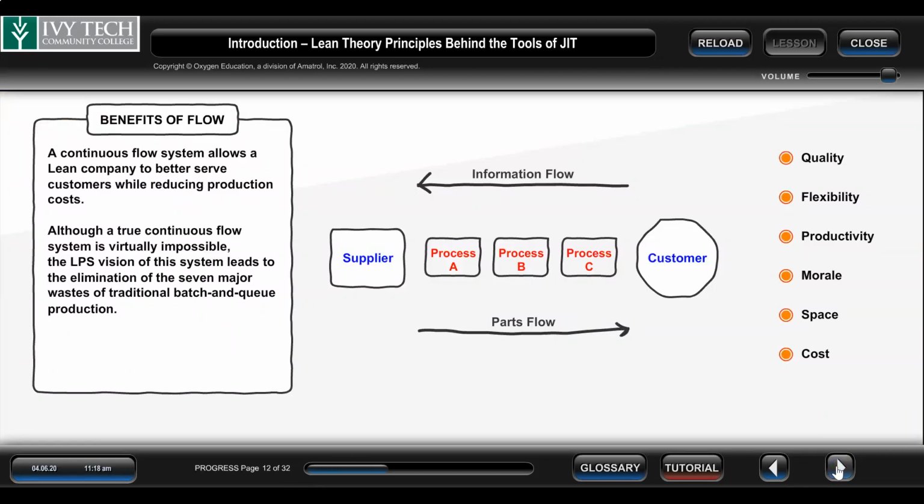Benefits of flow. A continuous flow system allows a lean company to better serve customers while reducing production costs. Although a true continuous flow system is virtually impossible, the lean vision of this system leads to the elimination of the 7 major wastes of traditional batch and queue production.